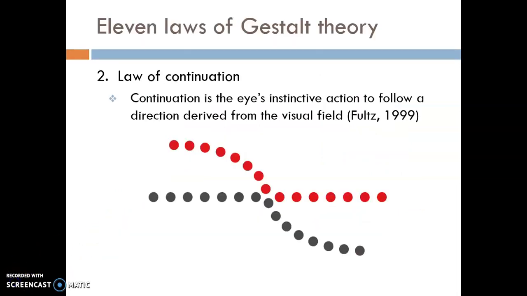Okay, next, the second law of Gestalt theory is the law of continuation. What is continuation? Continuation is the idea that the human eye will follow the smoothest path when viewing lines, regardless of how the lines were actually drawn. You can see from this slide that when we look at this picture, our eyes tend to want to follow the straight line from one end of this figure to the other, and the curved line from the top to the bottom, even when the line changes color midway through.